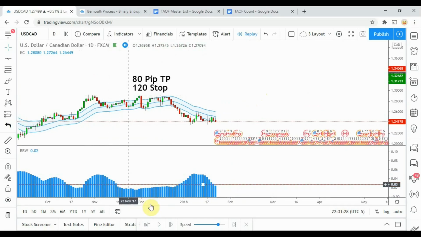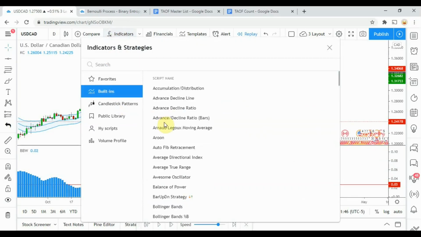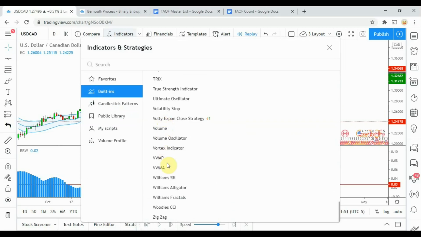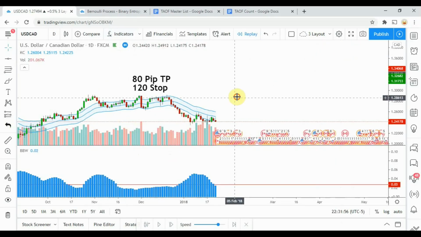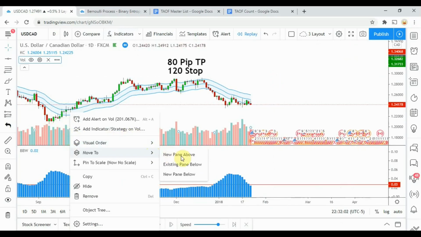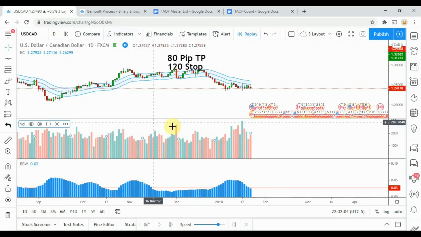Now, what I have done is I've played around with a few different ways of doing this, but I thought about doing similar to how the default volume indicator works in TradingView, and I'm sure probably a few other platforms have kind of the same setup. So if we just go to your standard default volume, like so, we can take this and move it down to a new pane below.